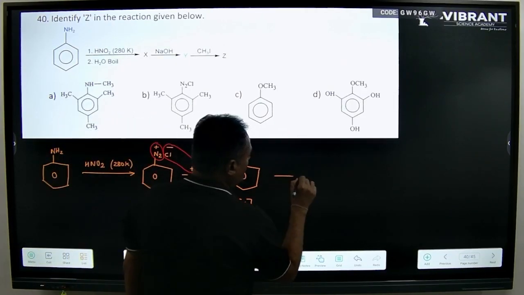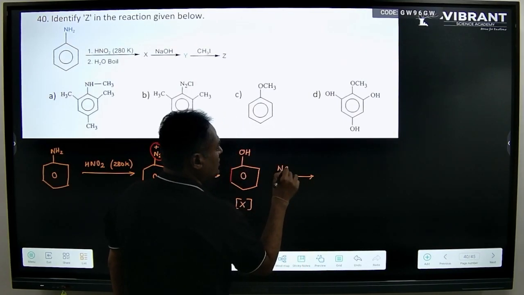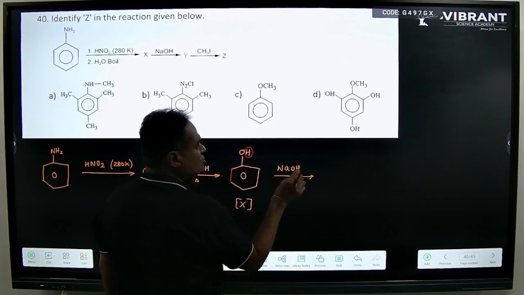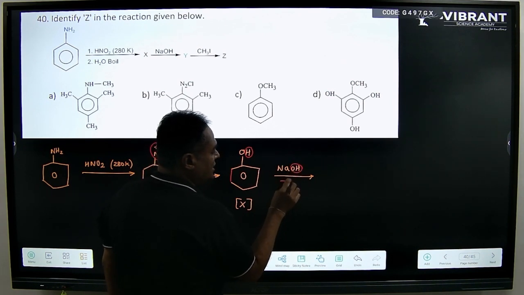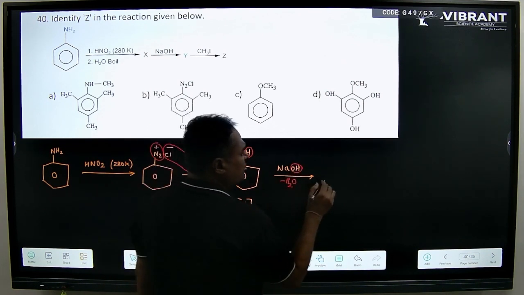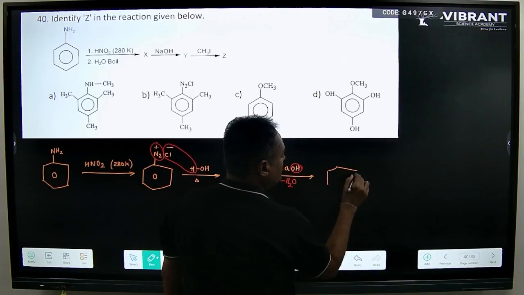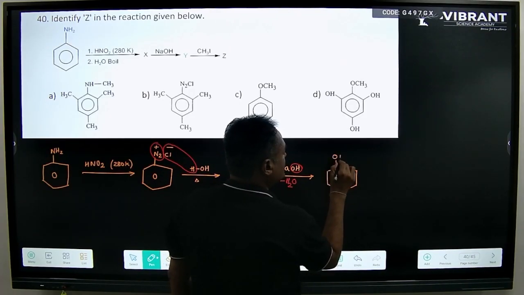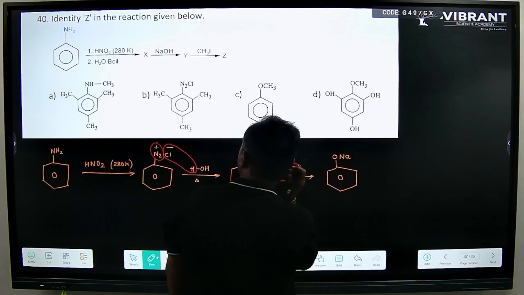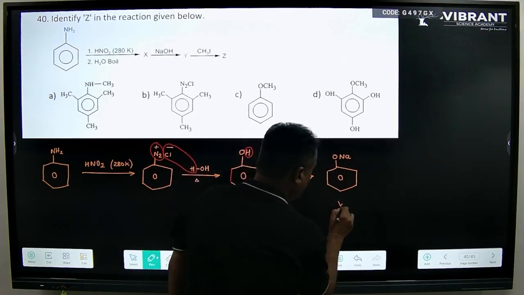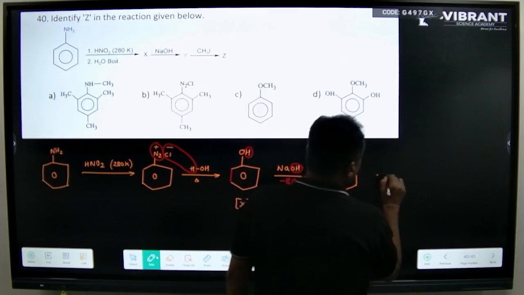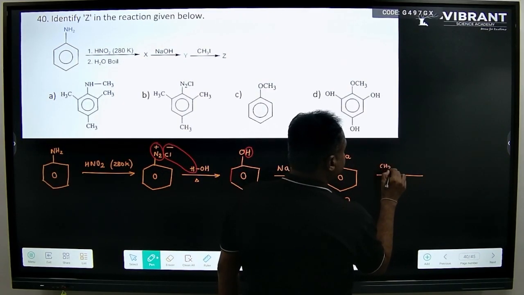Now, this phenol went on treatment with NaOH. We know that NaOH is a base, phenol is an acid. So, it will have a loss of water molecule, and you will get the salt form, and the name of the salt would be sodium phenoxide. Is the term clear? Now, last step, child, this is a compound Y. Now, last, treat this with methyl iodide.